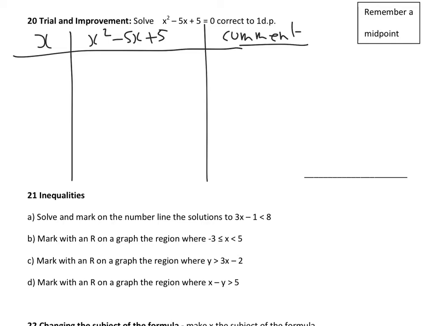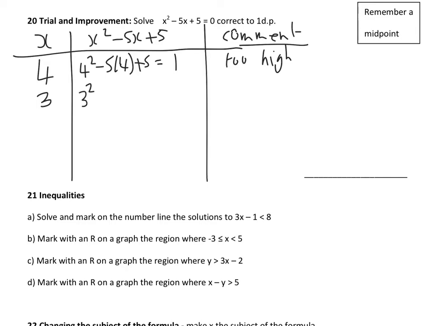First of all, I need to have a guess. I'm going to go with 4. If I put in 4 squared minus 5 fours plus 5, that gives me 1. The comment is to say that that is too high, so I need to go for a smaller number. Let's try 3. Don't try and be smart and go to 3.72 here. That's not the objective. Very good, but it's not going to get you the marks, unfortunately.